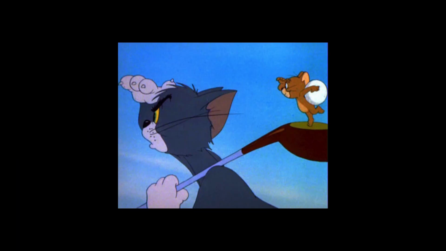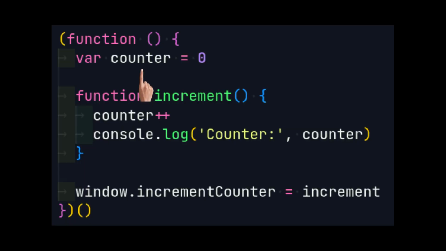Let's look at a real-world example to illustrate the power of IIFE. In the example, the counter variable is encapsulated within the IIFE, making it inaccessible from the global scope. However, we expose the increment function, allowing external code to interact with our counter in a controlled manner.